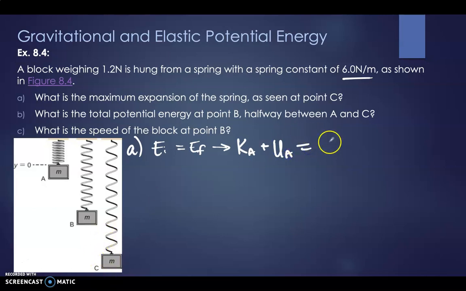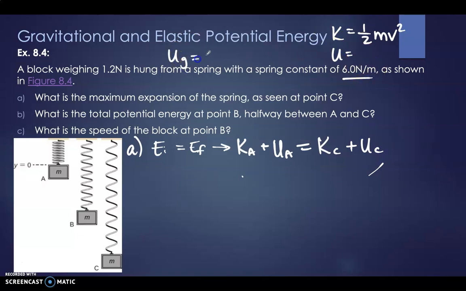Okay, and at point C, we should have some kinetic energy and a potential energy. Remember that kinetic energy is equal to 1/2 mv squared. Potential energy here, we're going to have two different kinds. Gravitational is going to be mgh, or mgy. I should put y, because that's how it is in your book. And then our spring is going to be 1/2 kx squared.